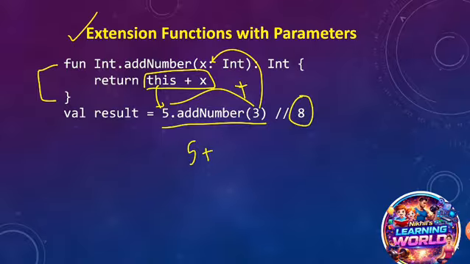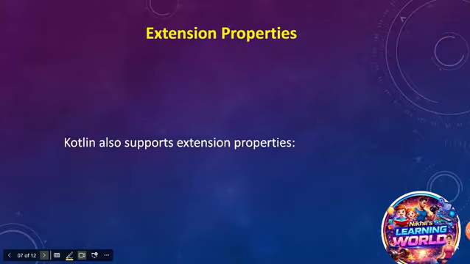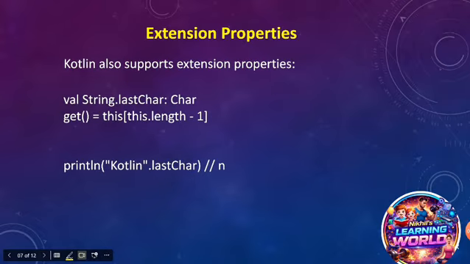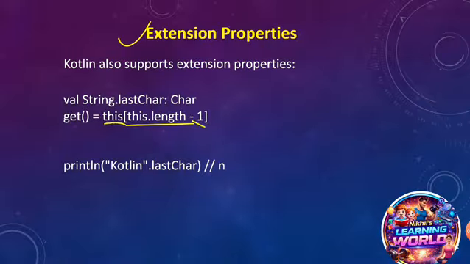Hope you understand. You can also use an extension as a property in Kotlin. For example, val String.lastCharacter: Char get() = this[length - 1]. So when we print the last character of "Kotlin", the string is the receiver and the last character is n. N will be printed. In this way, we can use extension as a property.